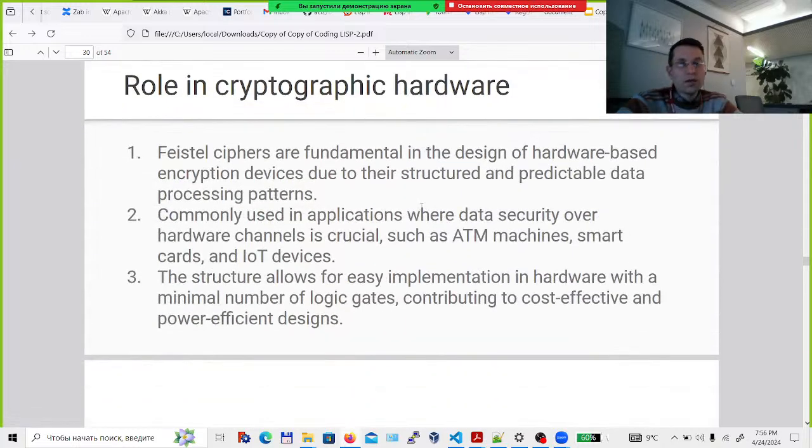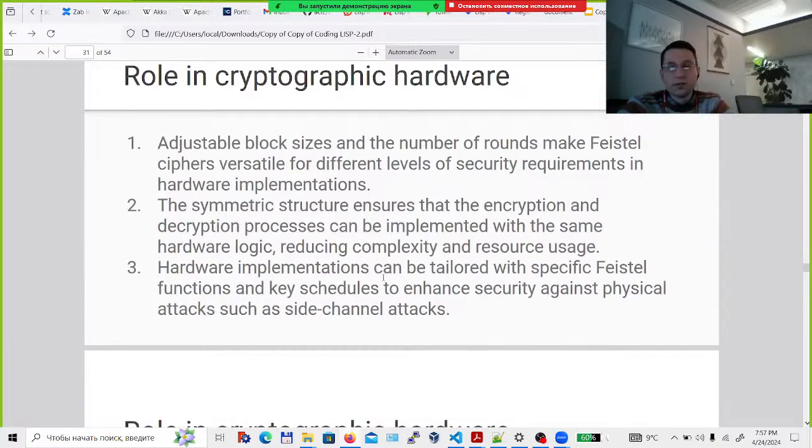So we have vast applications for cryptographic hardware. Particular ciphers are fundamental in the design of hardware-based encryption devices due to their structured and predictable data processing patterns. The structure allows for easy implementation in hardware with a minimal number of logic gates, contributing to cost-effective and power-efficient design, which is very important in our real environment.